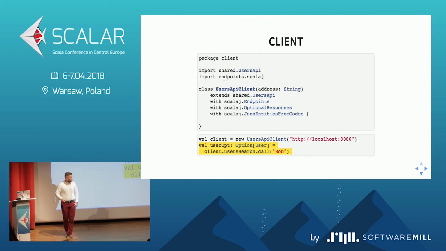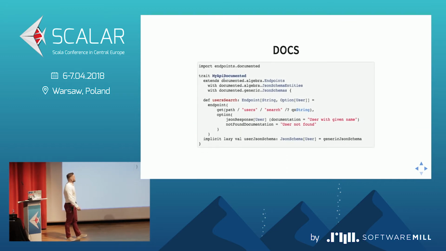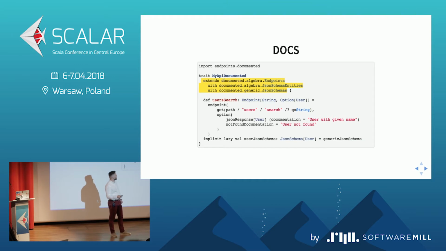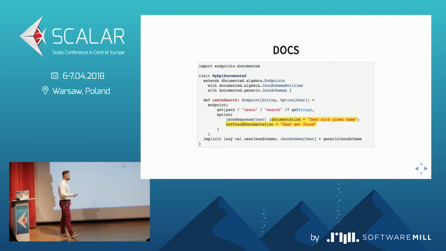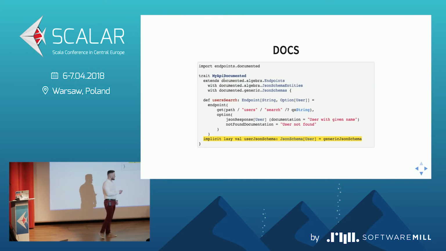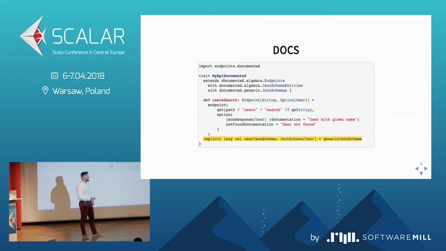OK, now the documentation part. To get documentation, we need to modify our API definition a bit, because we have to use some slightly different vocabulary to build it that will allow us to pass documentation to some of the methods. So you just put strings there. And one more thing you have to do is provide a JSON schema for your responses, if they are JSON responses. But endpoints give you a way for generic derivation of JSON schema for case classes and so on. So it's one line more.